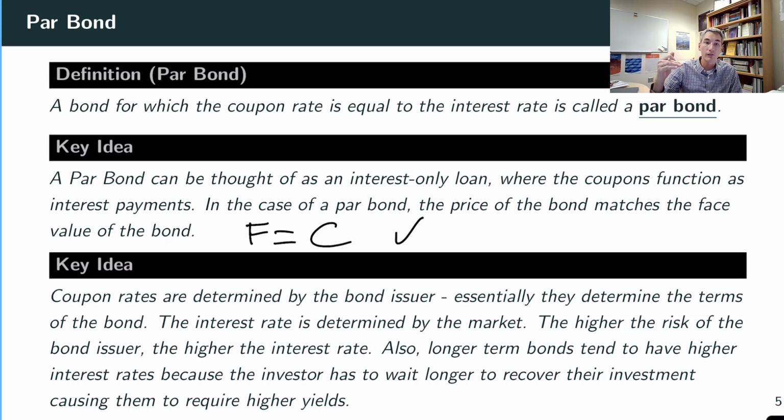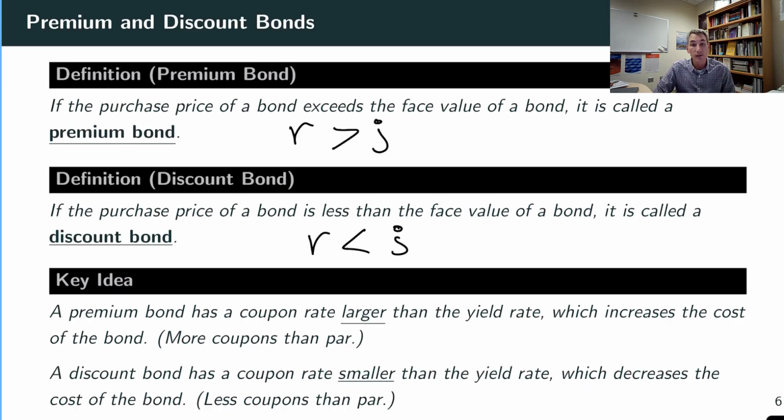A discount bond is the opposite. If the purchase price of a bond is less than the face value of a bond, in other words, if R is less than J, then you get a discount bond. In this case, there's not enough coupons. So there's fewer coupons than the interest would normally generate, and so we call it a discount bond. Just the interest rate is bigger than the coupon rate.